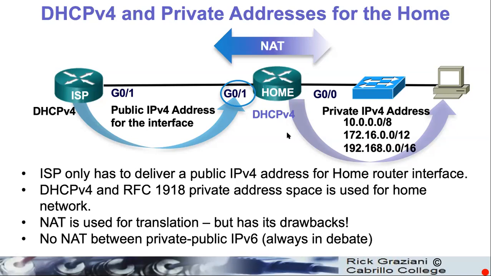Okay. There is no NAT between private and public in IPv6, which is always a source of debate. But the IETF has always stated that, and really most people in this industry want nothing to do with this NAT. It breaks too many things. There is network address translation in IPv6, but it's between IPv4 and IPv6. It's protocol translation, not address translation.